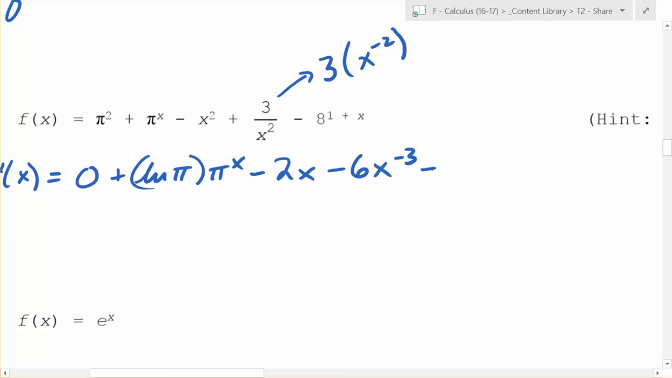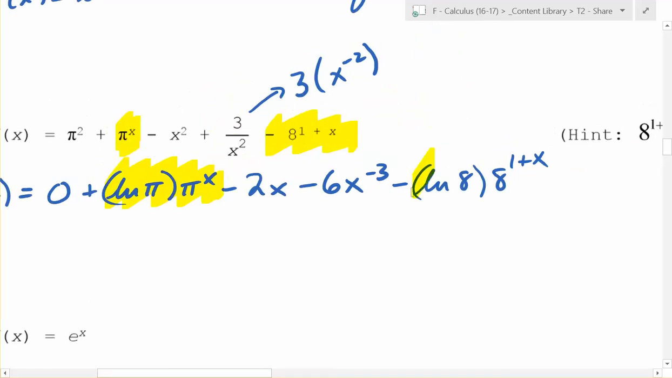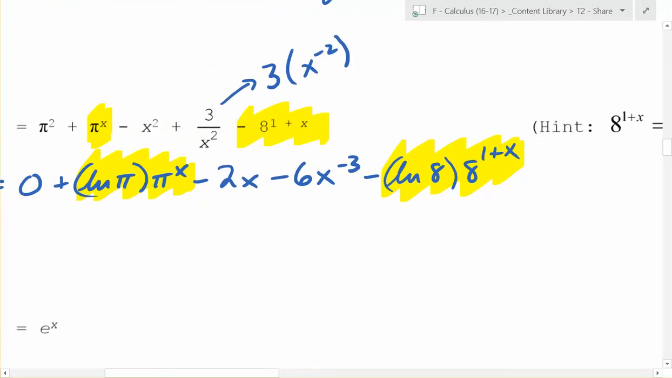This is the new rule. Oh, that's just ln 8 times 8 to the 1 plus x. All done. So what are the only new things here? This one going to this, and this one going to this. Everything else, what is everything else? That's the older stuff. It's old stuff.